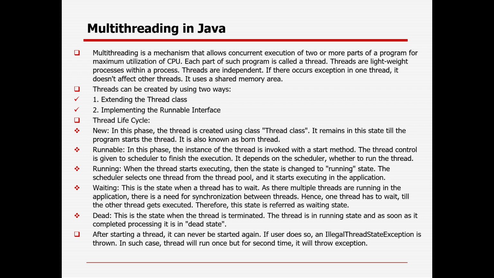It uses shared memory. Suppose you are doing work with 10 resources, but one resource has some kind of health issue. Immediately he will move out to the restroom to take some rest, but it does not affect the other nine, right? The nine can pick up the tasks. If one person needs to go for a medical emergency, the remaining ones can still pick up and complete the tasks. So it does not affect the others. A thread can be created in two ways: one is extending the Thread class, and the other is implementing the Runnable interface. What is the thread lifecycle? New, runnable, running, waiting, and dead.